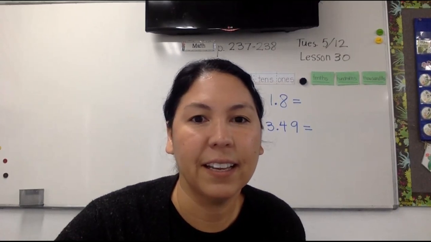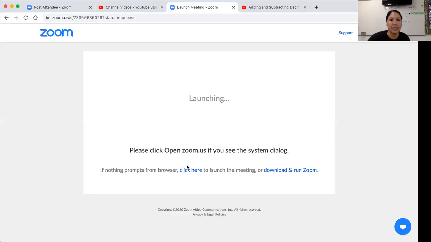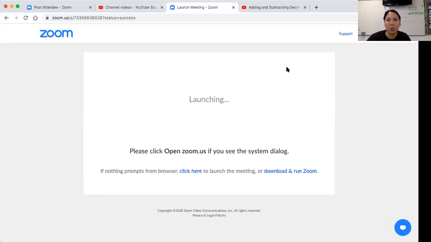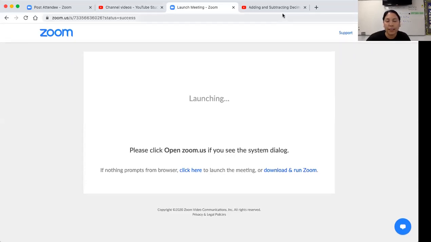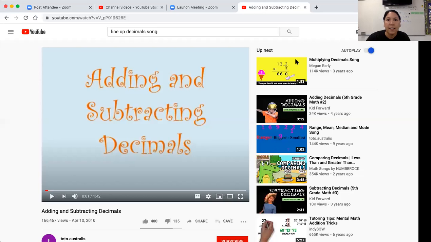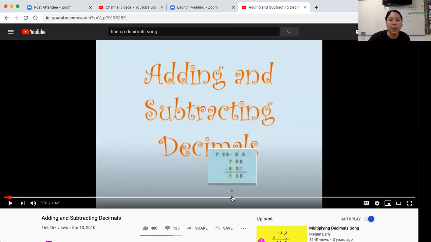Let's see. I think it's this. Okay, and now I'm going to go to adding and subtracting. Yikes. How do I move this out of the way? Okay. And I think I'm sharing the screen. All right. So I'm going to make this a little bit bigger. It's called Adding and Subtracting, the Line Up the Decimals song. And it's on YouTube, so you can search for it and find it. But I'm going to play it for you right now. Okay, here we go.